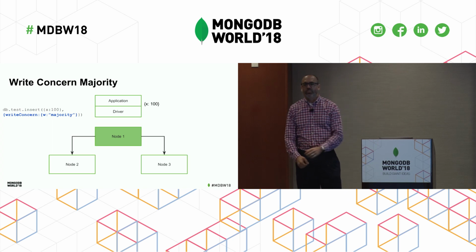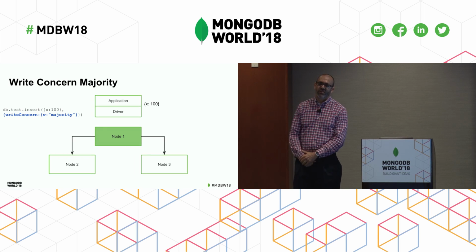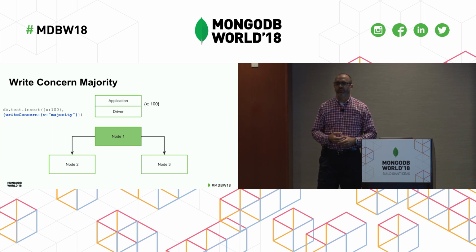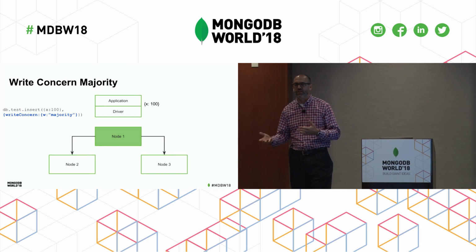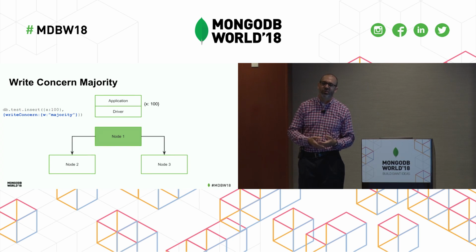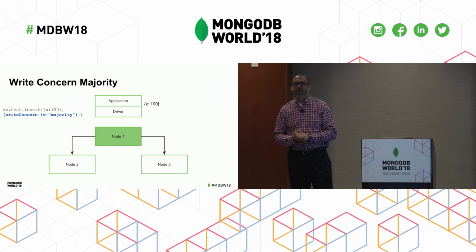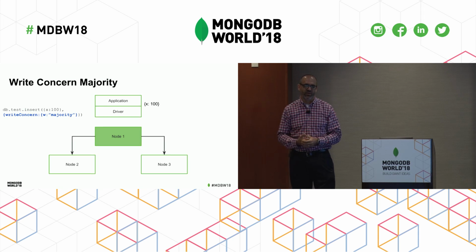And often, people use a keyword called majority, which is based off the number of nodes in the replica set. So if a replica set has 3 nodes in it, majority is 2. If the replica set has 5 nodes, majority is 3, and 7, 4, and so on. And in that way, when you issue the write concern, it will be tailored to the size of the replica set. And if your replica set size changes, you don't have to change your code.